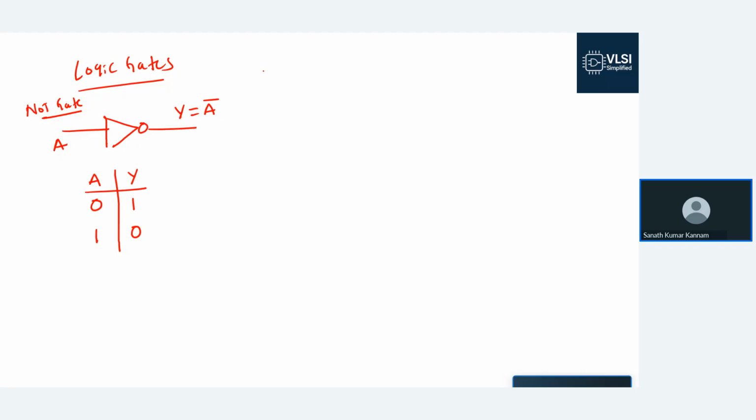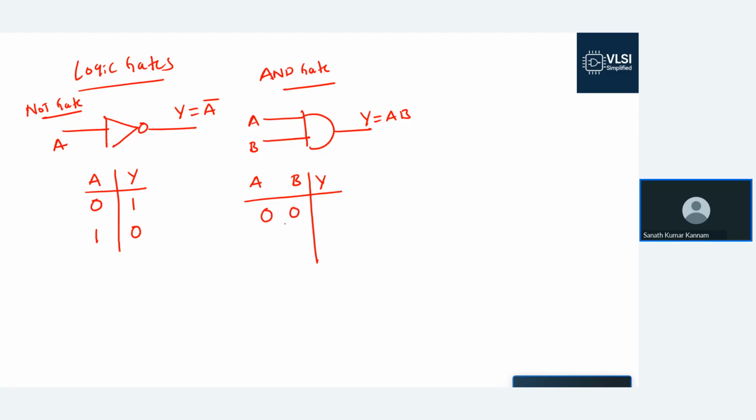And next you have the AND gate. This is the AND gate. A and B, the output is AB. If you see the truth table, A, B, and Y. That means if any of the input is 0, the output is 0. That is the definition in a single line. Any of the input is 0, the output is 0. Otherwise, it is 1.